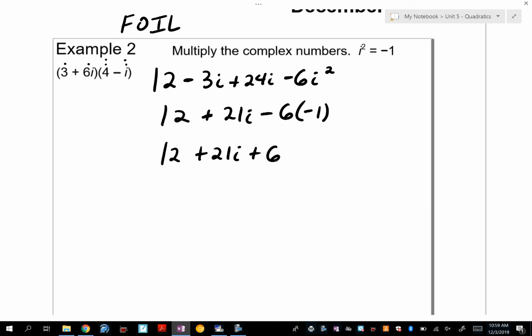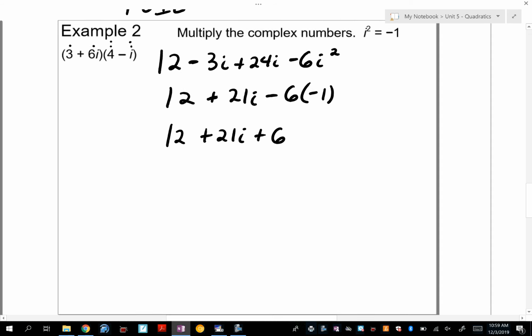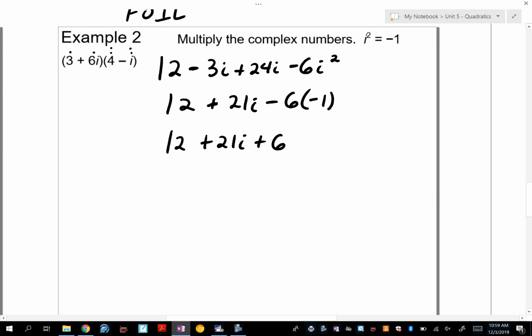So are you going to use the number all the time, or i squared? Always going to be negative 1. i squared, good question, Camilla. i squared will always be negative 1. You're probably going to have a different number in front of it, but i squared will always be negative 1. So the answer is 18 plus 21i.